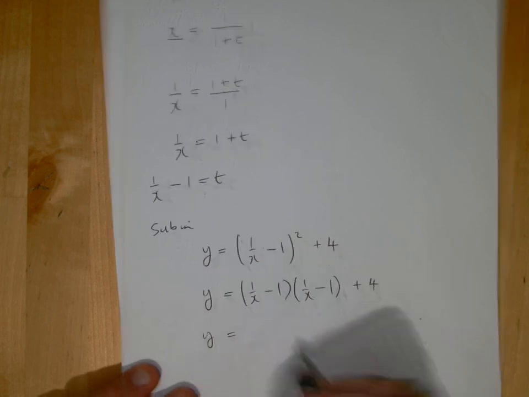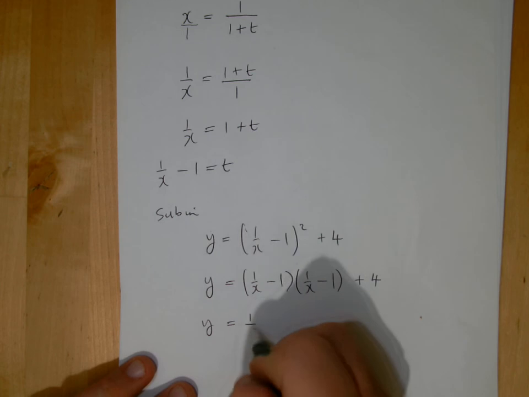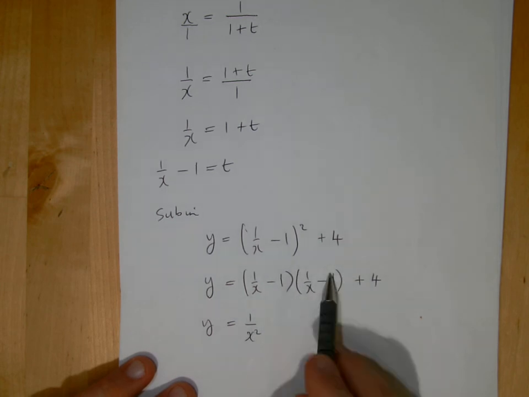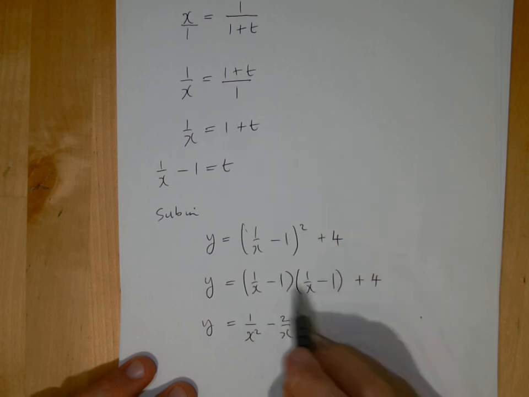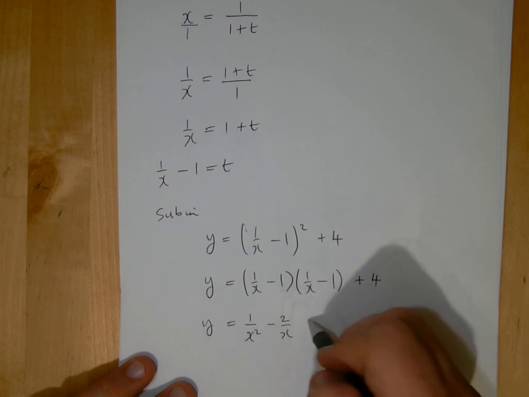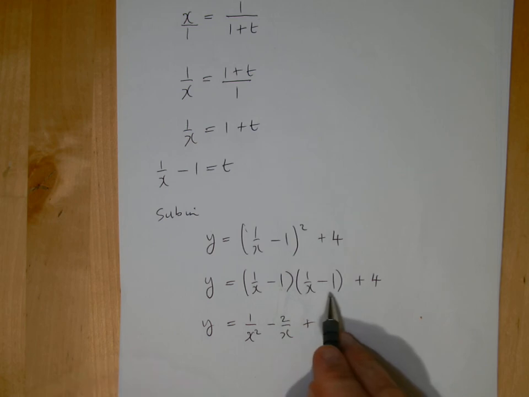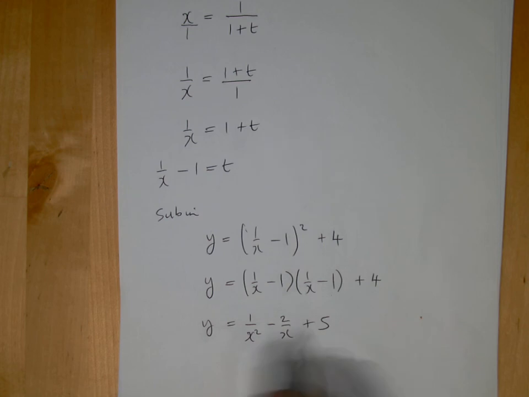So when you expand here, the first 1 over x times 1 over x, well, 1's on the top and x times x on the bottom is x squared. Out as minus 1 over x, in as minus 1 over x, that's minus 2 over x in total. Then minus 1 times minus 1 is plus 1, and then plus the 4 in the end would be plus 5. So there is your Cartesian equation in terms of x and y.